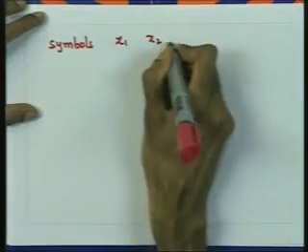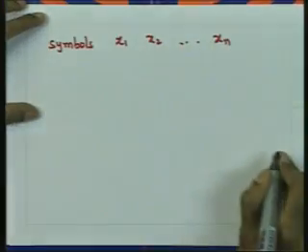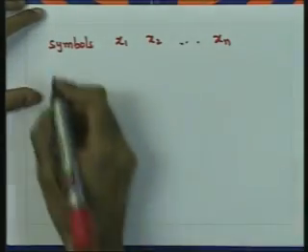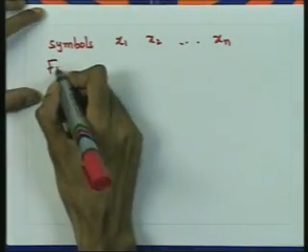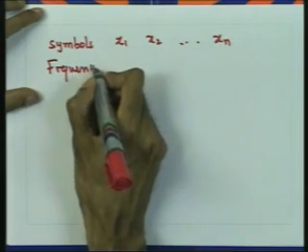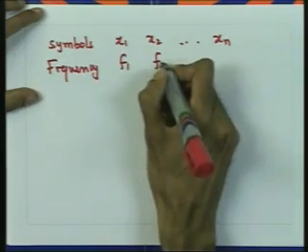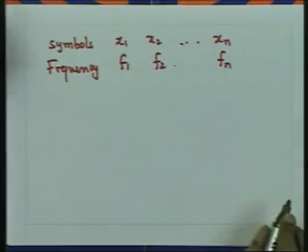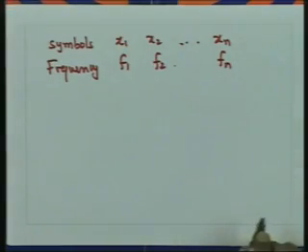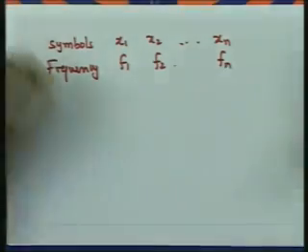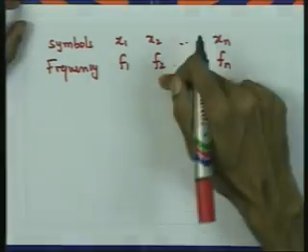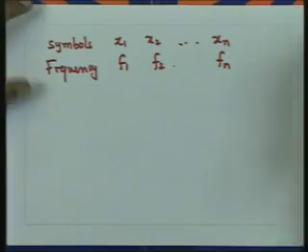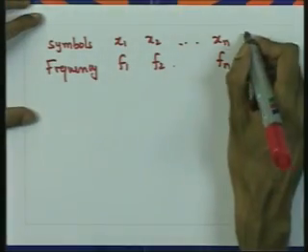x1, x2, and so on up to xn. So you have n symbols. Each of them has a frequency f1, f2, fn. So these are symbols that are sent on a channel from, let's say, place A to place B. These are symbols which are sent from one place to another, and this is the frequency at which they are sent. And this is the input.